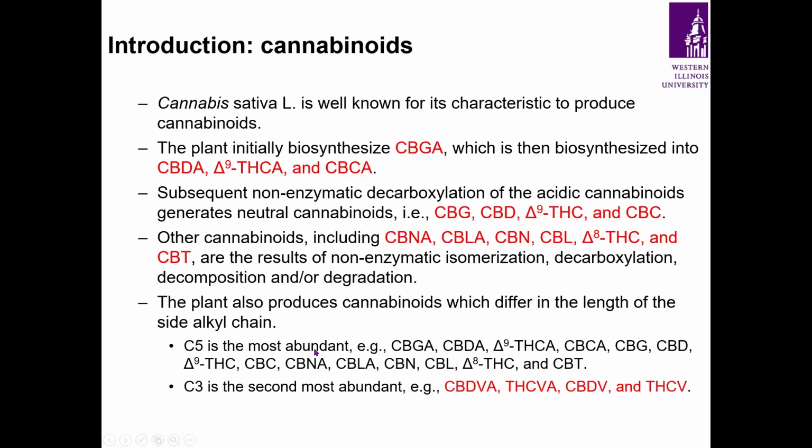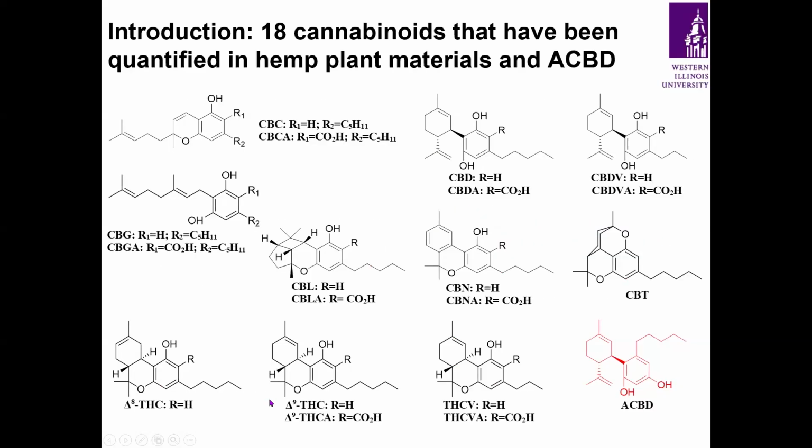The plant also produces cannabinoids which differ in the length of the side alkyl chain. 5 carbons is the most abundant. 3 carbons is the second most abundant. For example, CBDVA corresponding to CBDA, THCVA corresponding to THCA, CBDV corresponding to CBD, and THCV corresponding to THC with 5 carbons in the side chain. So far, the maximum number of cannabinoids that have been quantified in hemp plant material is 18, as shown over here with the structures.